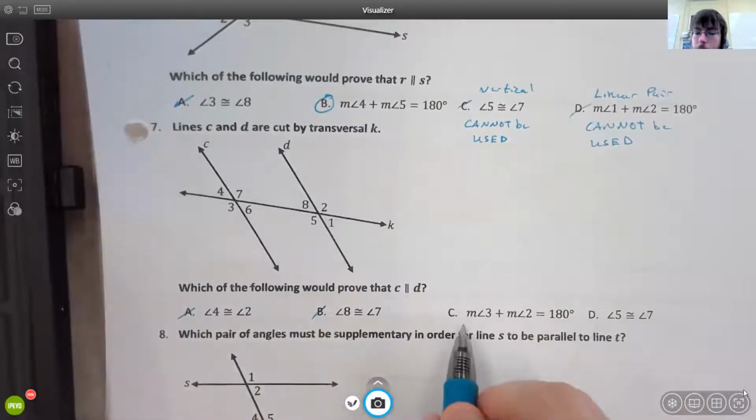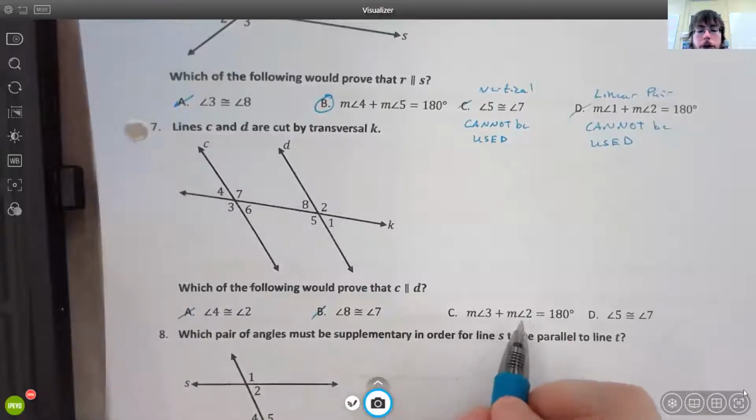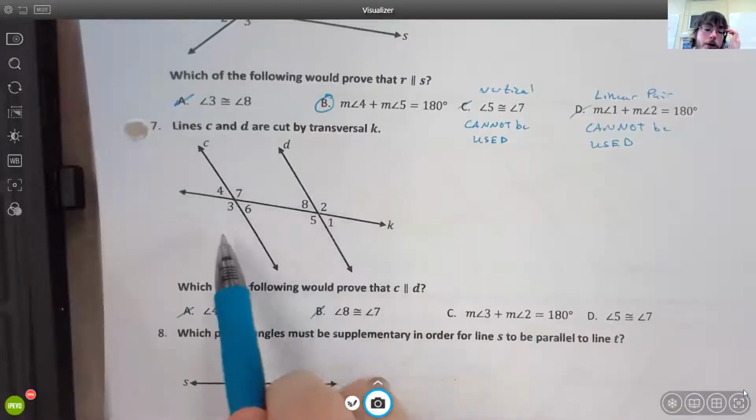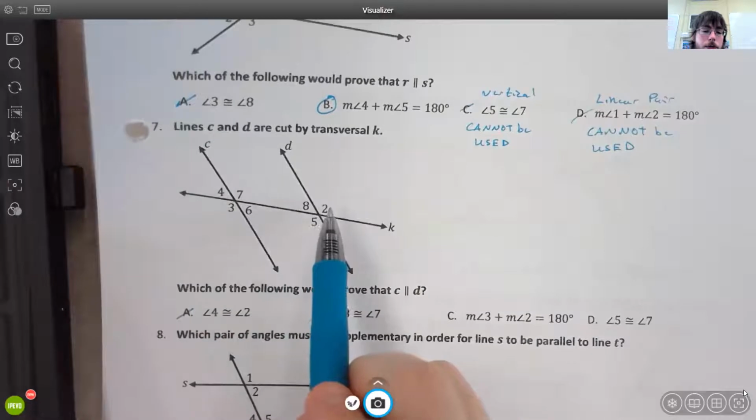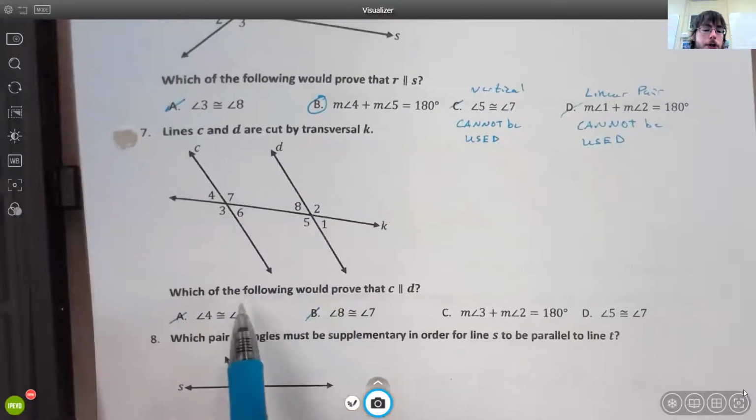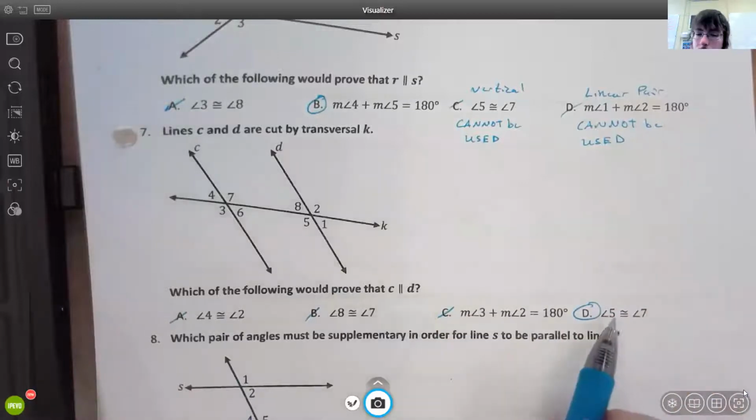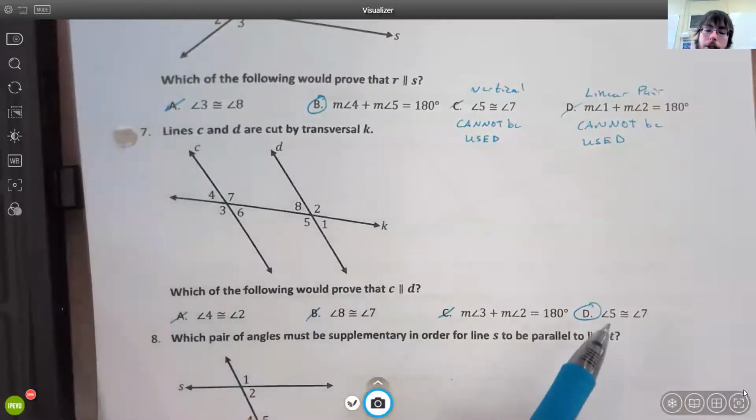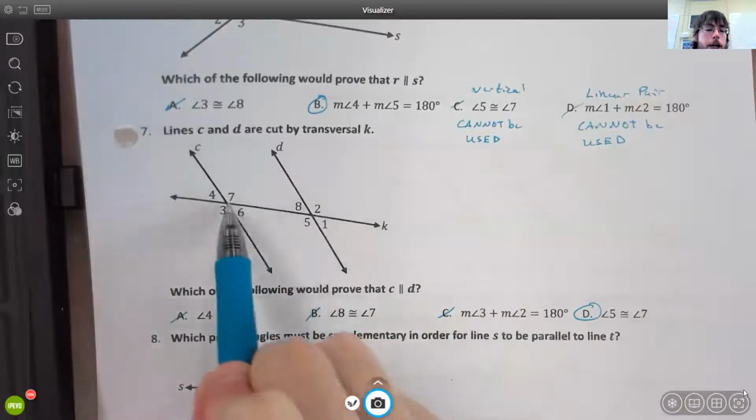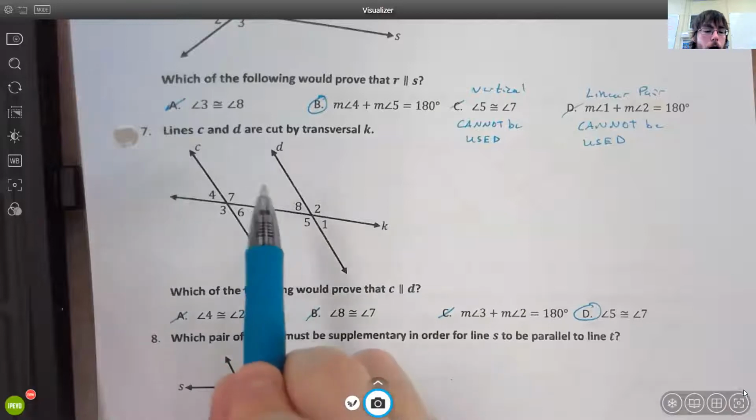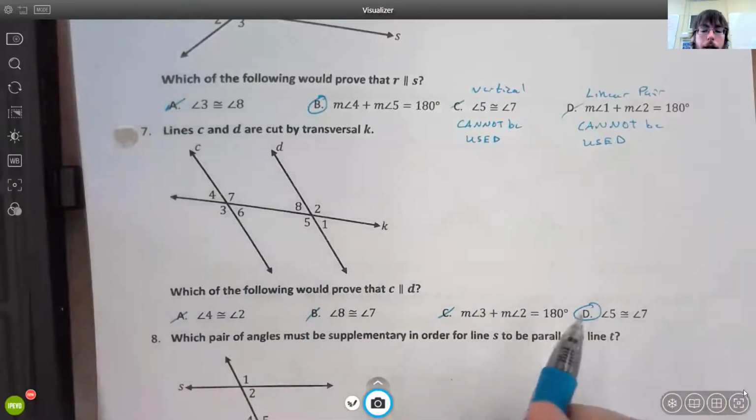Answer choice C, the measure of angle 3 plus the measure of angle 2 is equal to 180 degrees. We have angles 3 and 2 here. Those are alternate exterior angles. Alternate exterior angles are congruent, not supplementary. So D is our answer, but let's look at angle 5 and angle 7. It says they're congruent. Angle 5 and angle 7 are alternate interior angles. If they are alternate interior angles, then they should be congruent, so D is indeed correct.